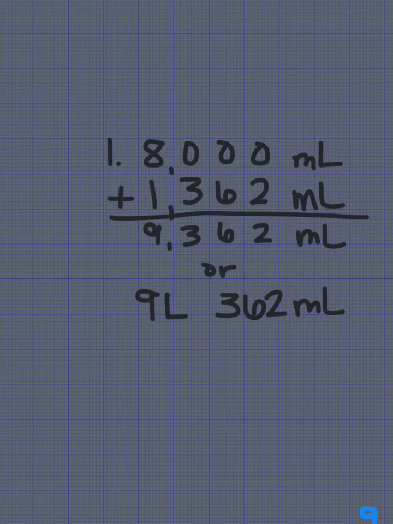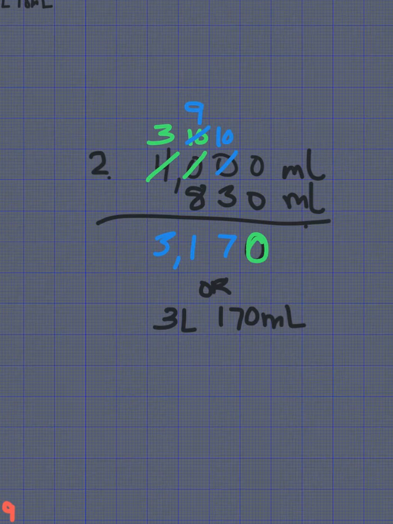All right, so this is the answer to number 1. We changed 8 liters into 8,000 milliliters and 1,362 milliliters. We added them together, making sure everything's lined up. We got 9,362 milliliters, or 9 liters, 362 milliliters. All right, hopefully you have all of these. Again, you should already have these done, so you're just checking once you have these done.